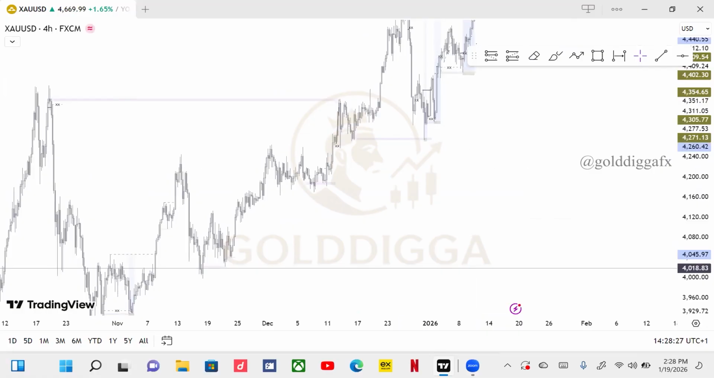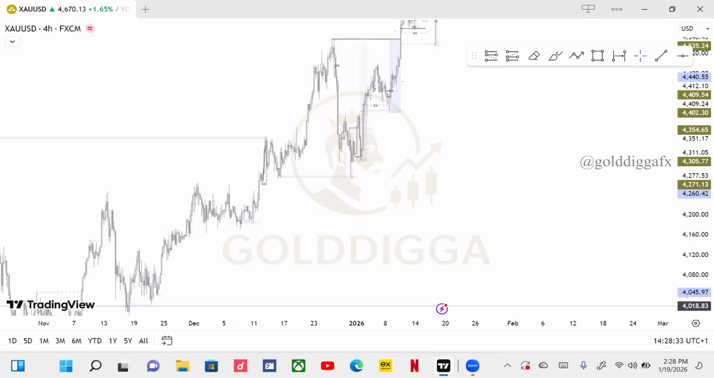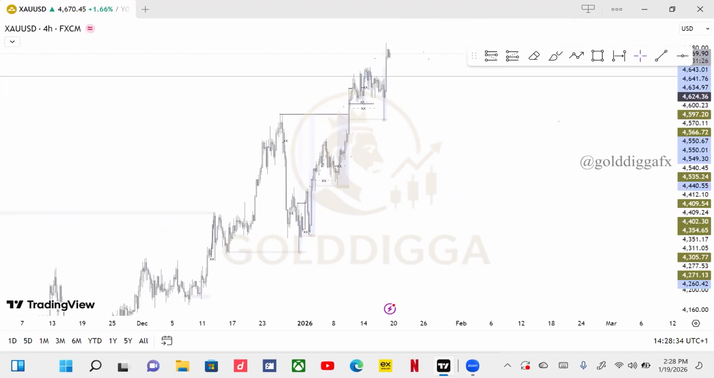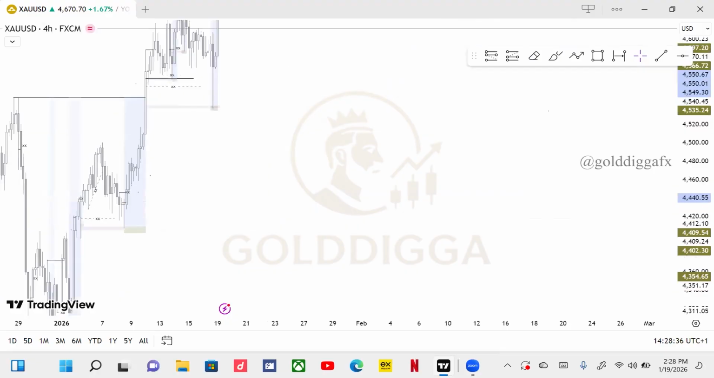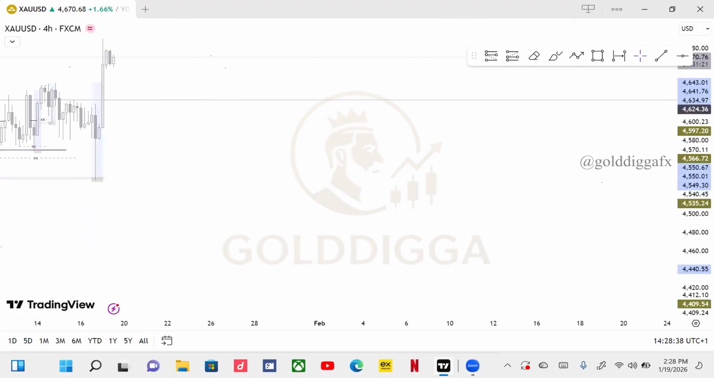The small time frame is making lower highs and lower lows. That's the micro structure. So if you are stuck trading the micro structure, you'd miss out on the overall move.